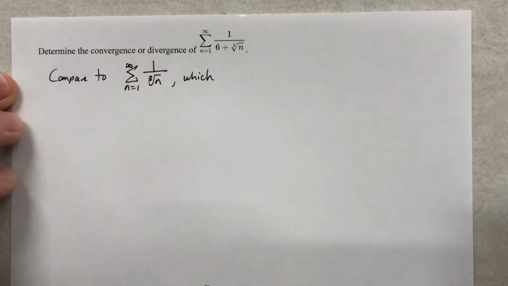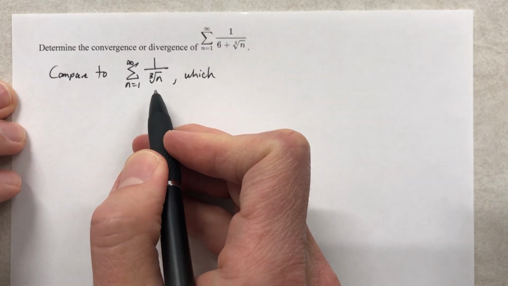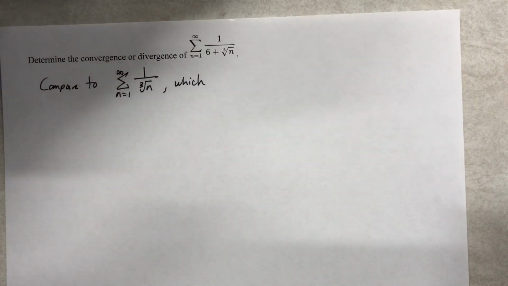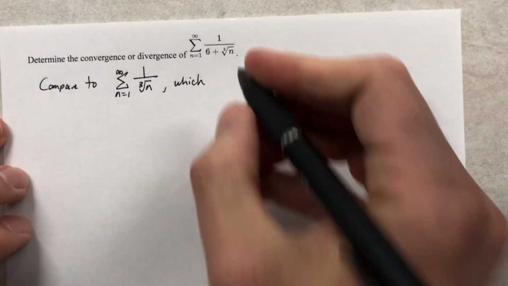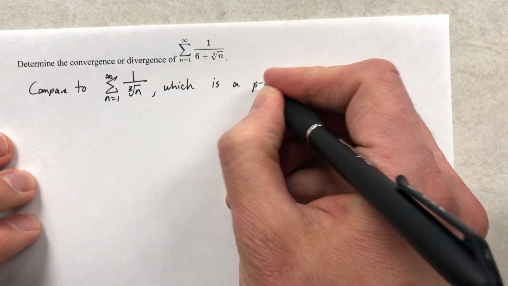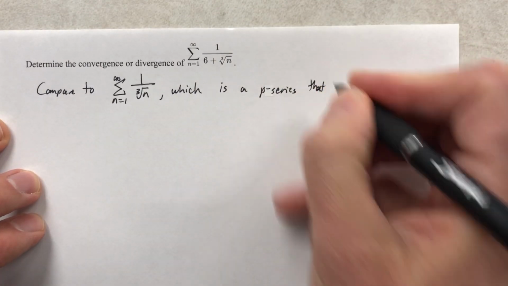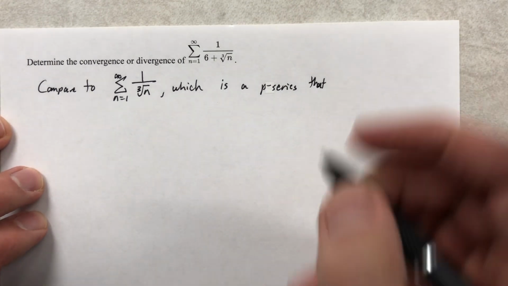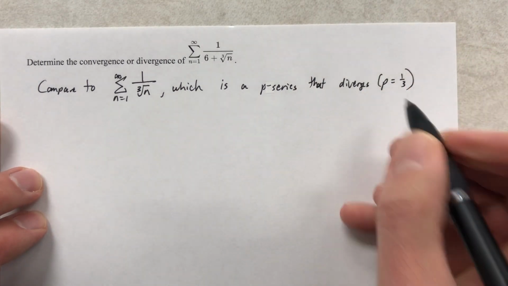which, okay, now which, let's finish the sentence. Is this geometric? You might say yes, but you'd be wrong, sorry. It's easy to mix up geometric and p-series, like does the n go with the exponent or is the n the denominator? And well, in this case, the n is the denominator with an exponent of 1/3, so which is a p-series that converges or diverges? Diverges. Because p is equal to 1/3, and 1/3 is between 0 and 1.